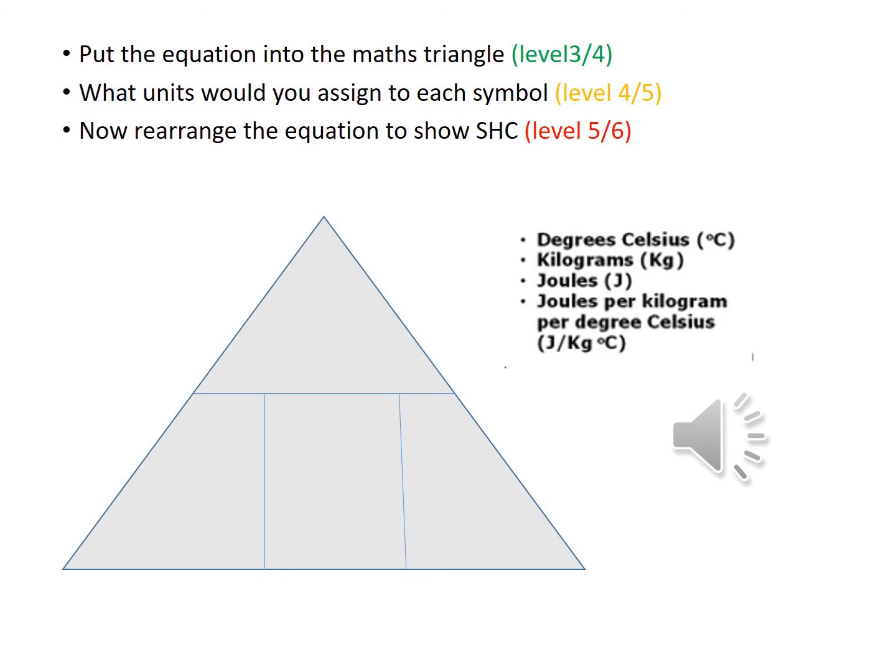So we are always going to look at temperature in degrees Celsius, and mass will always be in kilograms. Energy, as always, like we've been doing for the past couple of weeks, will be in joules, which is a J, and then our actual specific heat capacity will be joules per kilogram per degrees Celsius. So just make a note of those as well. But see if you can put the equation for specific heat capacity into the triangle.